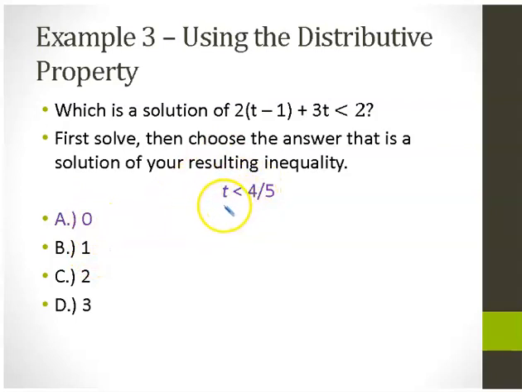Now, a lot of students get a problem like this wrong because they're going to see t less than 4/5 and look for that answer here. Make sure you're looking at what it's telling you. The solution has to be less than 4/5, not equal to, but less than.